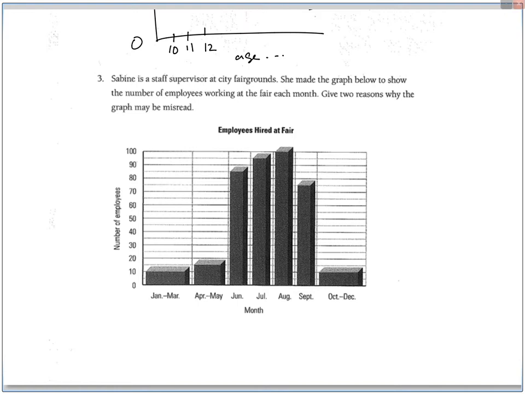What does this question want us to do? Give 2 reasons why the graph may be misread. All right, what's one thing that's weird about the bars? Yeah, the fact the bars aren't all equal width. You can see January to March, and then here's June. So they're showing 3 months at a time here, and then 1 month for some reason. So when people read the graph, they might misinterpret it.